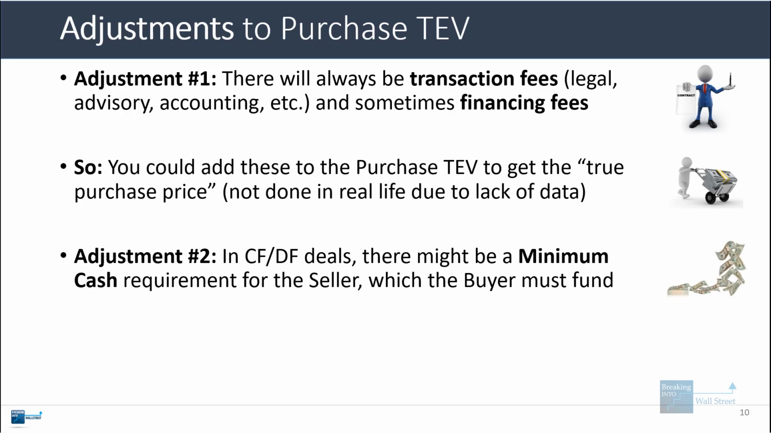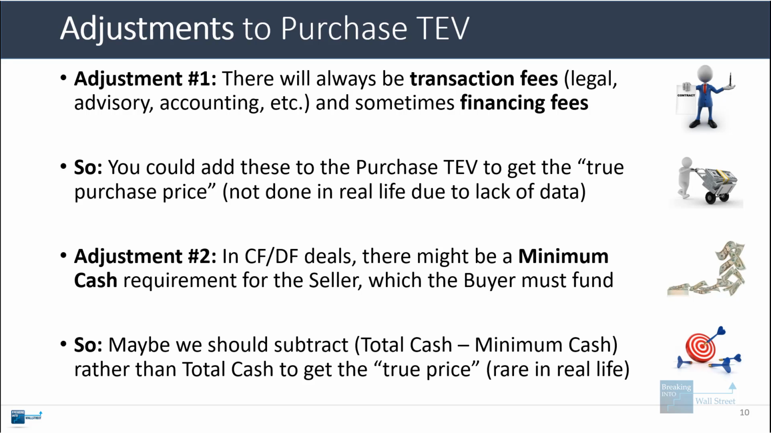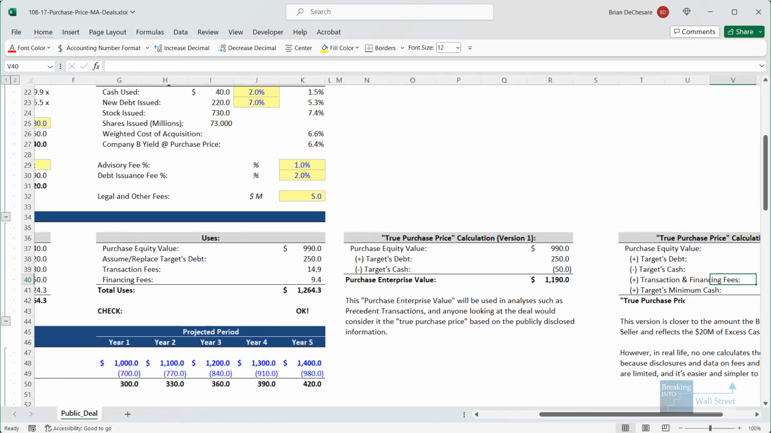Another adjustment is that in cash-free, debt-free deals, there is a minimum cash requirement for the seller. And if the seller distributes all its cash, the buyer needs to fund this. So you could argue that you shouldn't really subtract the total cash number to get the true price. You should really subtract the total cash minus the minimum cash. And so if we go with this formulation and make these adjustments, let's see what it looks like.